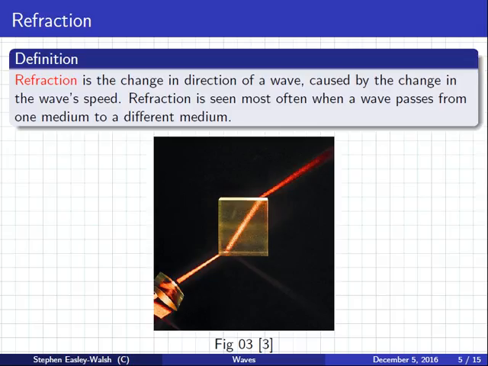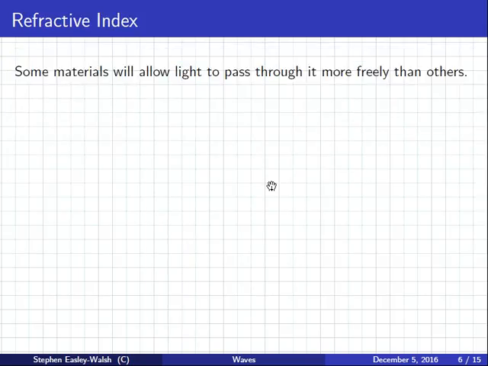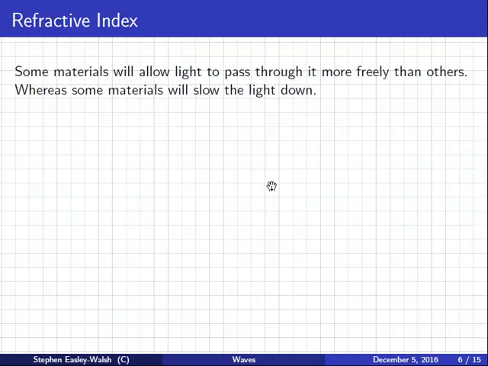Okay, continuing now. Some materials will allow light to pass through them more freely than others. So, a material like glass will allow the light to travel through it easier than maybe wood. Some materials will slow the light down. So as we were saying earlier, when the light travels through the air from the sun, it's slowed down. For example, light moves slower in glass than in air.